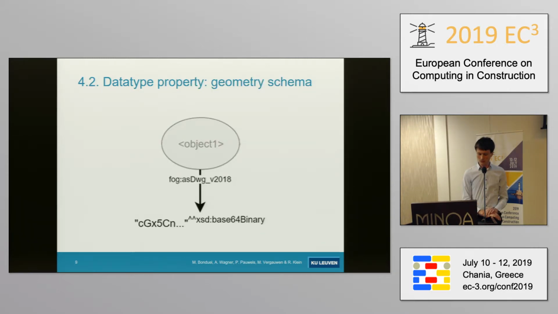This also leaves us the data type property, which can be used to define the geometry schema that's used. And more importantly, we can be very specific about which version of the geometry schema is used by having very specific data type properties.